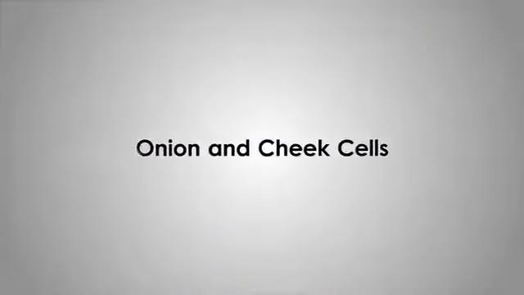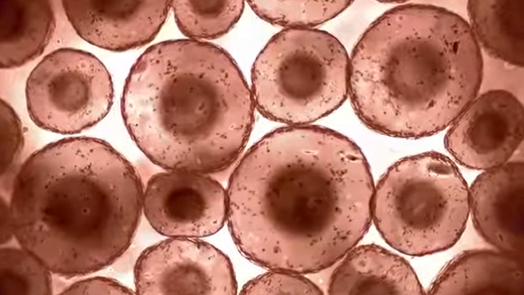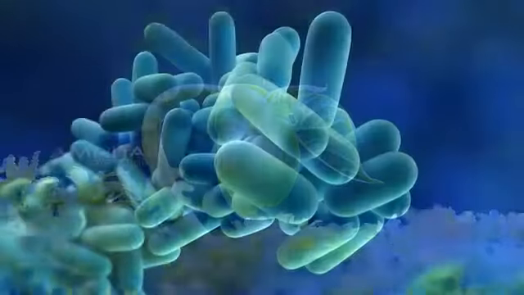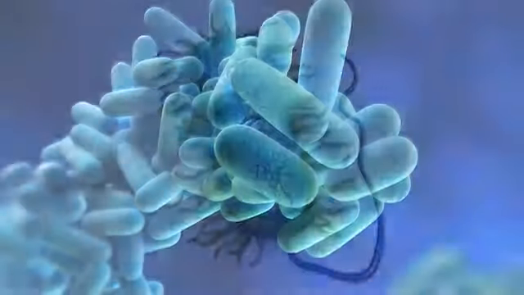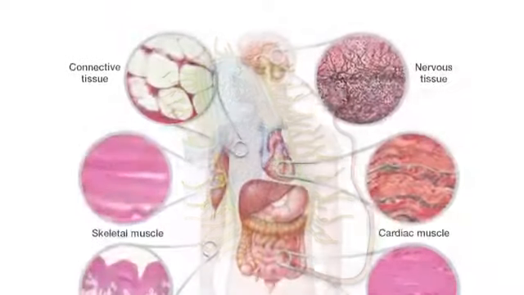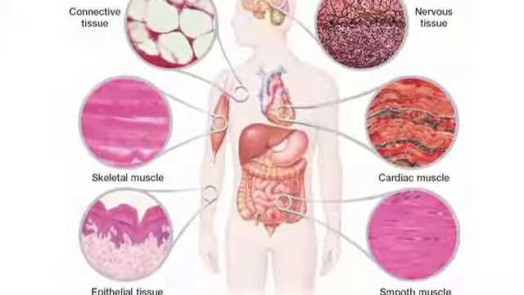Onion and cheek cells. The cell is the basic structural and functional unit of all known living organisms. Some organisms, such as bacteria, are unicellular, consisting of a single cell. Other organisms, such as humans, are multicellular, having many cells.